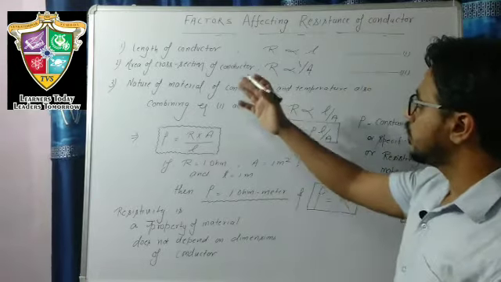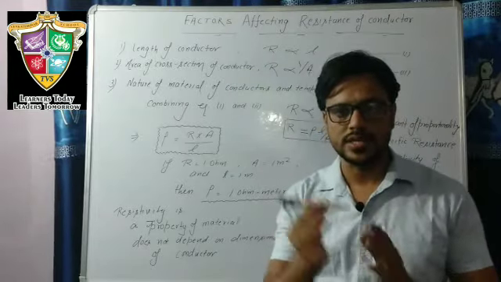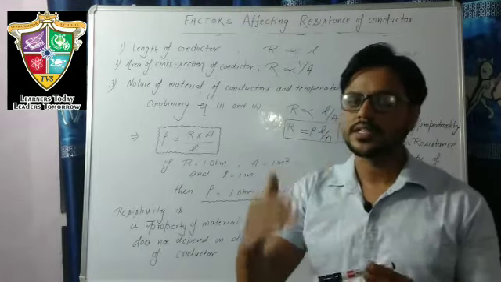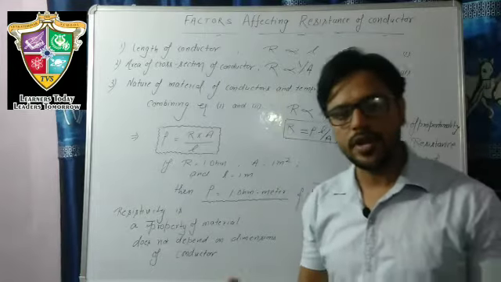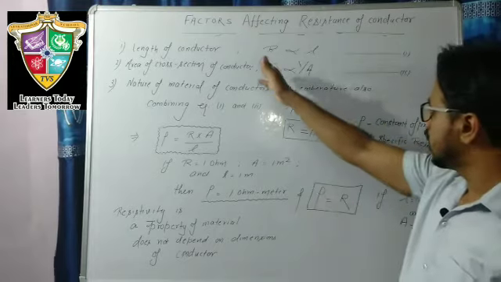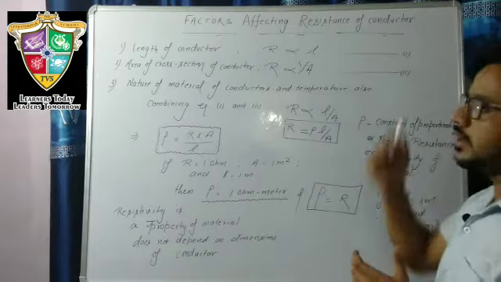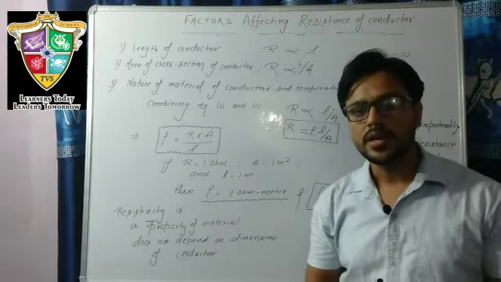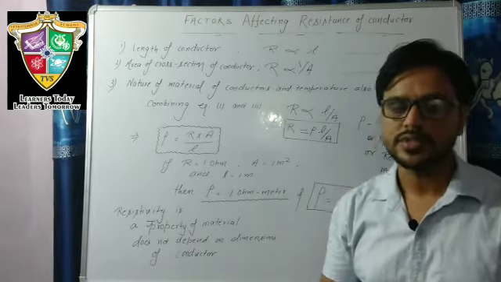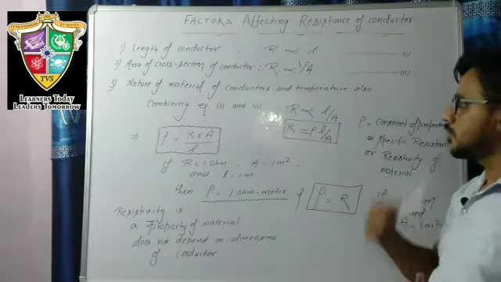And if we talk about the area of cross section of the conductor, like this is the area of cross section of the conductor. If the area of cross section is less, then resistance will be more, and if area is more, resistance will be less. This is the relationship between the area of cross section of the conductor and the resistance. It depends inversely. Means if area is doubled, then resistance becomes half, and if area is made half, then resistance becomes double. And third is the nature of the material.